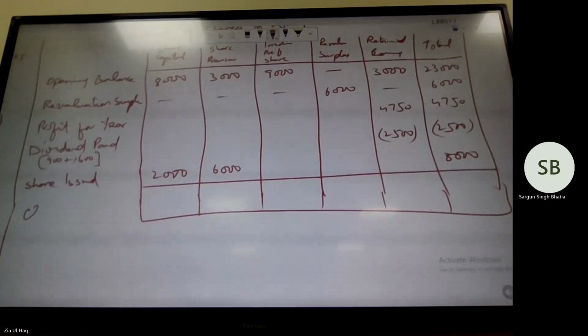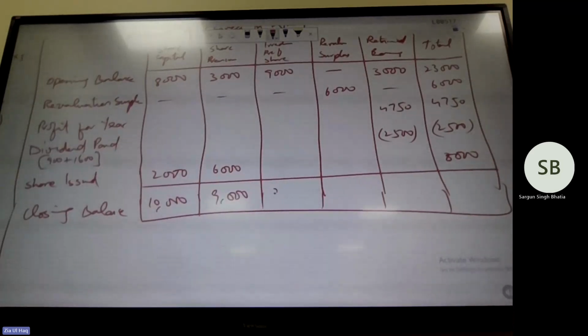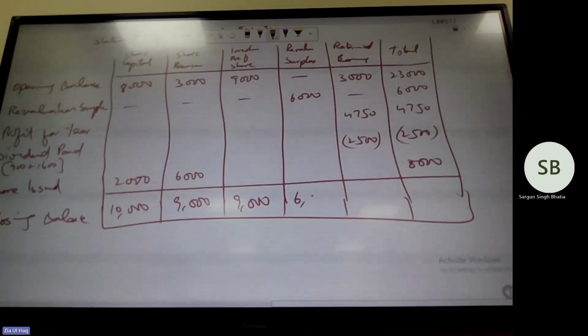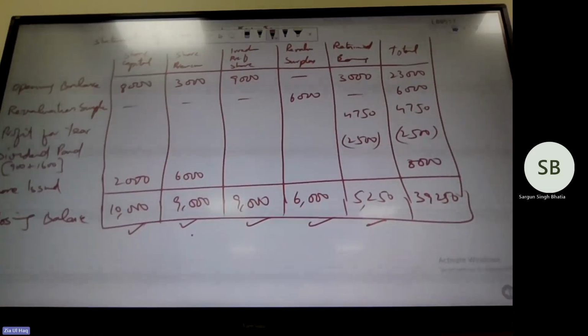So closing balance. 10,000 for share capital, 9,000 for share premium, 9,000 as it is for irredeemable preference shares, 6,000 for revaluation reserve. Can you calculate the retained earnings balance for me, please? So 5250. And the total 39250, and these 5 balances will go under equity in the balance sheet.